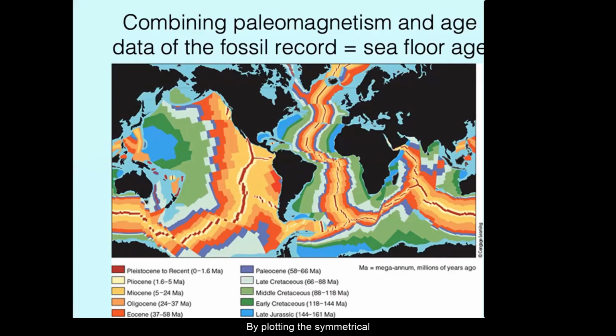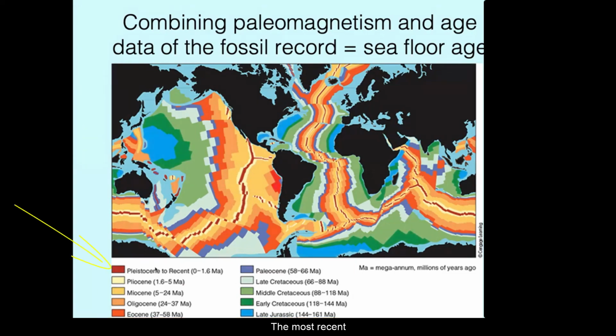By plotting the symmetrical bands of opposite polarity on a map and using fossils found on the seafloor, oceanographers are able to determine the age of the seafloor. This map shows the age of all ocean floors. The colors represent an expression of the seafloor spreading over the last 200 million years.